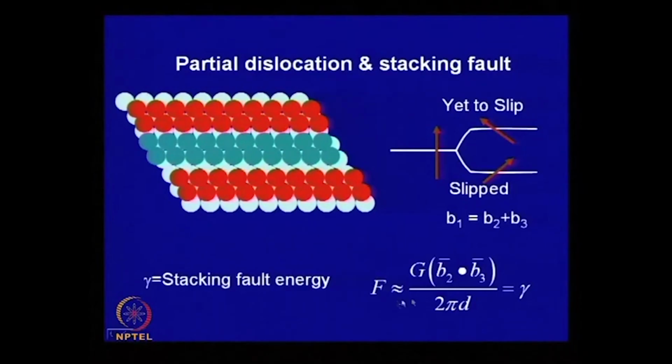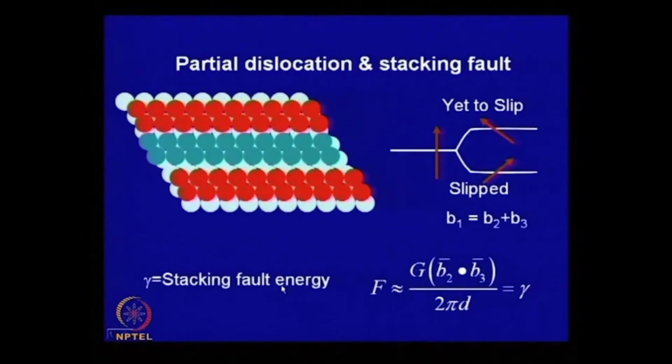In fact, we can approximate this. In this particular case, we can approximately say that the force acting between the two is equal to G times the dot product of these two Burgers vectors over this distance, and this is equal to the energy of the new defect, which is called stacking fault energy. Visualize it as if a new surface is being created, and whenever a new surface is created there will be an energy associated with it. We call this energy stacking fault energy, and it is possible to calculate it.